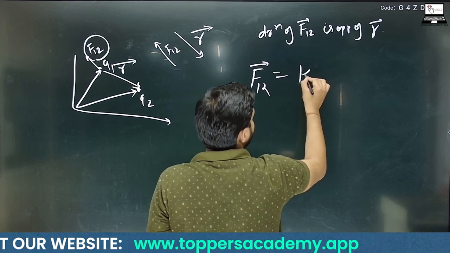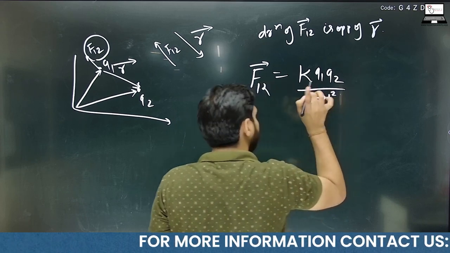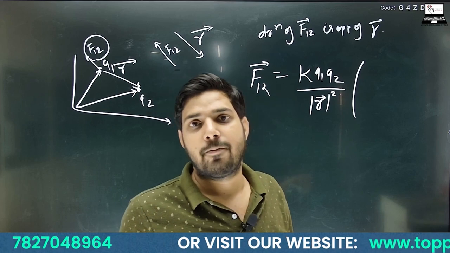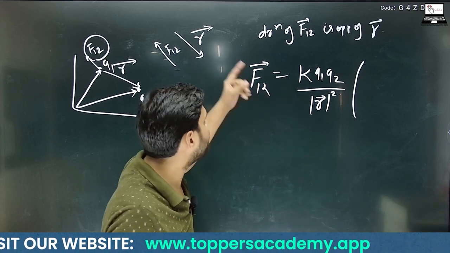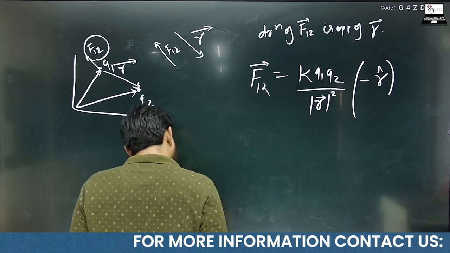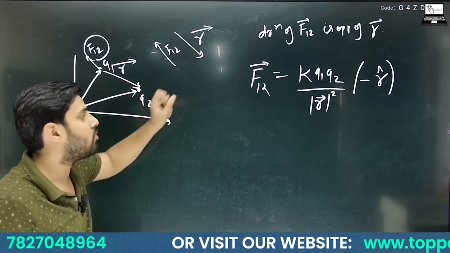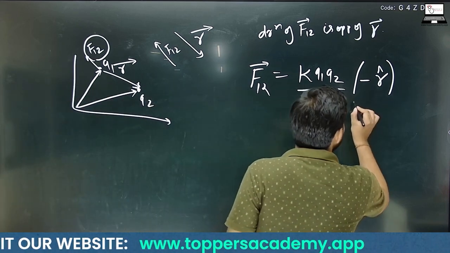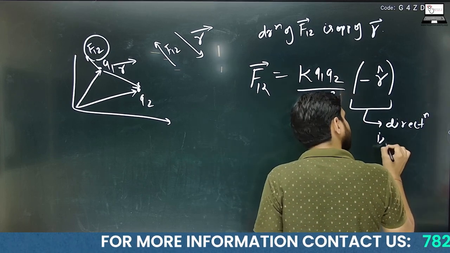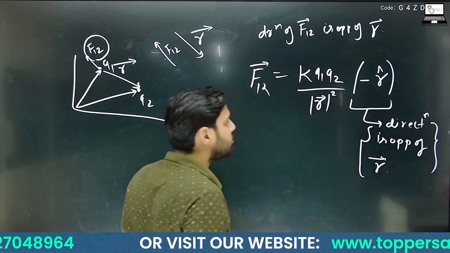F12, you know it, is KQ1 Q2 upon R square. Clear? Now we have to multiply it by minus R vector upon mod R. Because the direction of force F12 is opposite to that of R, we have to multiply with the negative unit vector of R, not the unit vector of R. This gives the direction, and it also states that the direction is opposite of R vector.